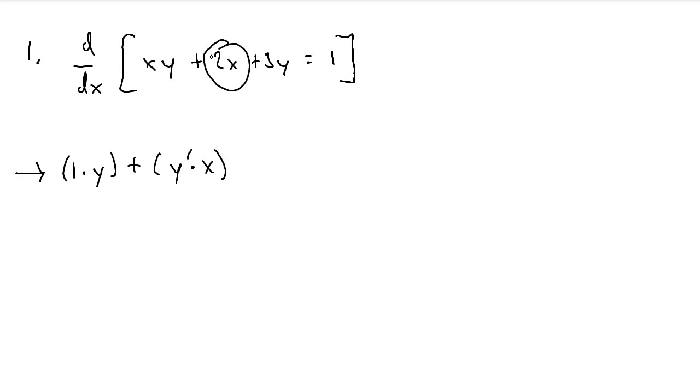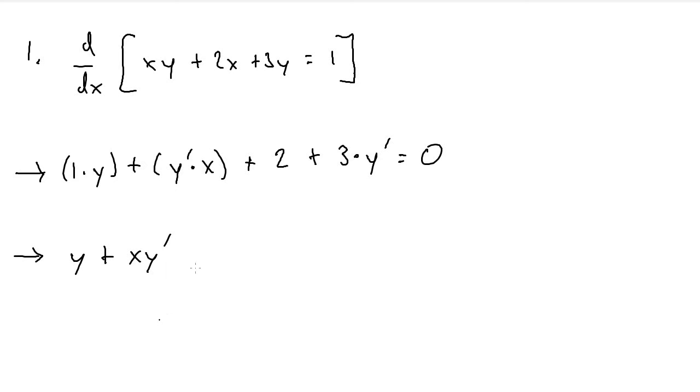And now we can move on to the derivative of 2x. The derivative of 2x is just 2, plus the derivative of 3y. And remember, the derivative of 3y is 3 times y prime, because the derivative of y is y prime. And then we can set that equal to the derivative of 1, and the derivative of a constant is always going to be 0. If I were to simplify this, 1 times y is y, plus x y prime, since those two are being multiplied by each other, and then plus 2, and then plus 3 times y prime, which is 3y prime, equals 0.